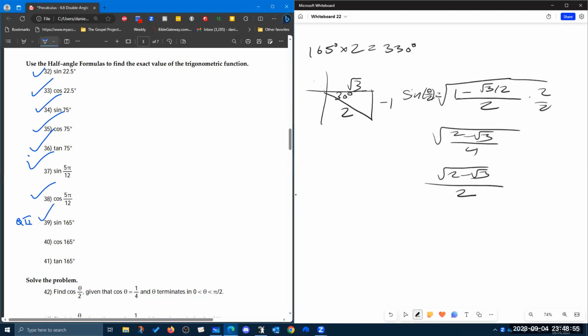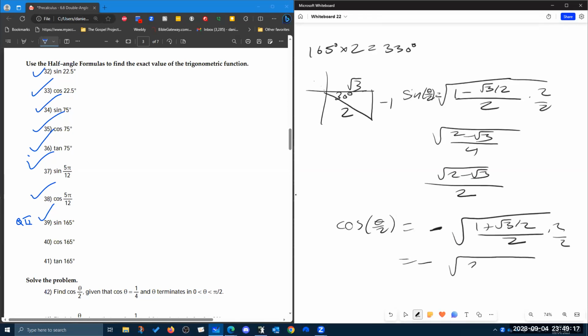Cosine here is going to be negative in that quadrant. So cosine of theta over 2 is going to be negative root of 1 plus root 3 over 2, which is a negative root of 2 plus root 3 over 4, a negative root of 2 plus root 3 all over 2.